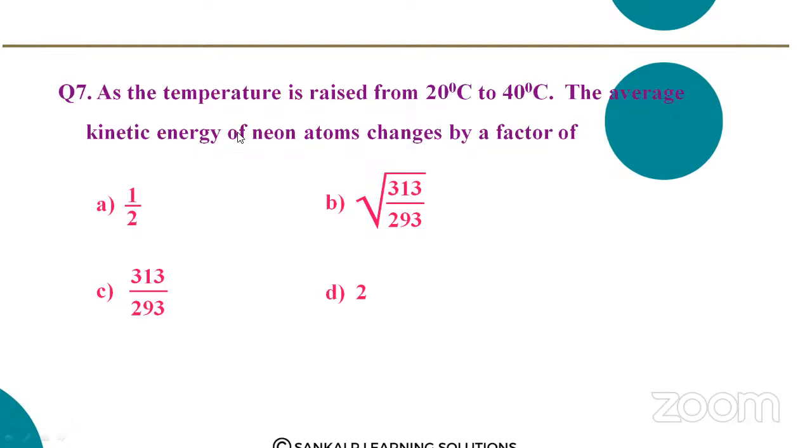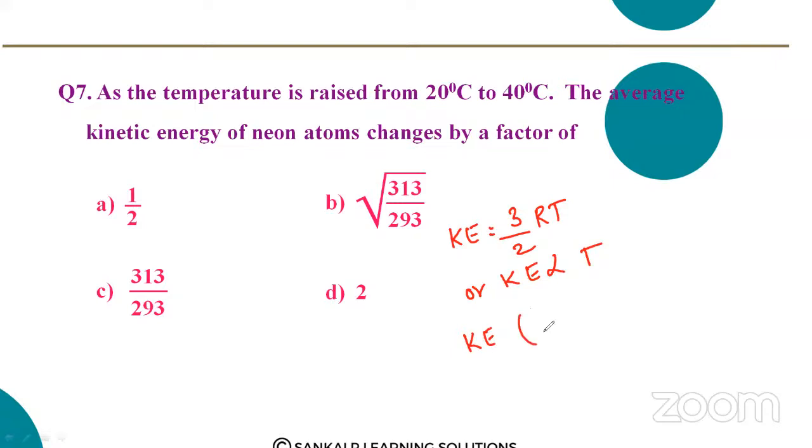Now, we'll solve a question on average kinetic energy. As the temperature is raised from 20 degrees Celsius to 40 degrees Celsius, the average kinetic energy of neon atoms changes by a factor of? Okay, how does it change? Kinetic energy is given as 3 by 2 RT. Kinetic energy is directly proportional to temperature.